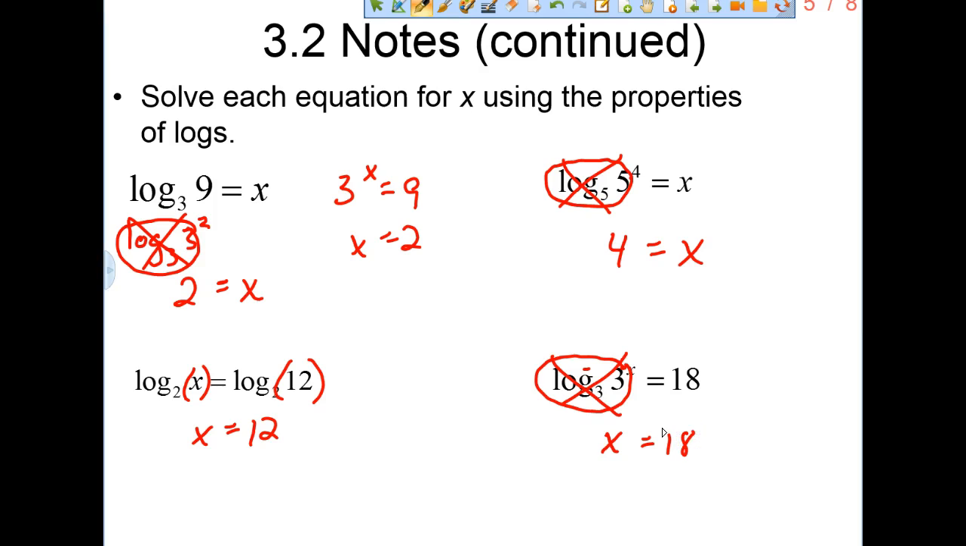Now, the other way that you could do this is think about the definition of logs. If I have 3 to the 18th equals 3 to the x, of course, x must be 18 if 3 to the 18th is equal to 3 to the x.